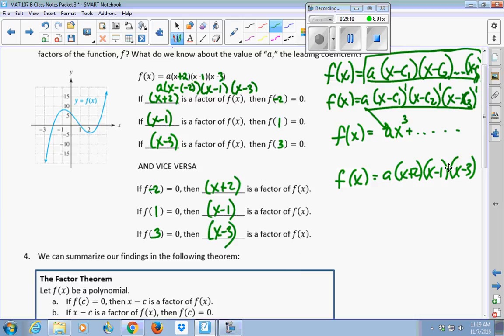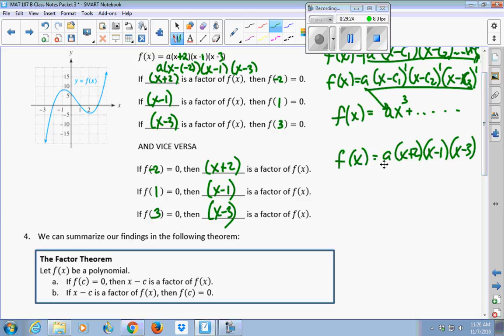So again, if you know a factor, you know a 0. If you know a 0, you know a factor. So if you have your graph in front of you and all of your zeros happen to be nice integers, you can factor your entire polynomial from looking at the graph and knowing the multiplicities.